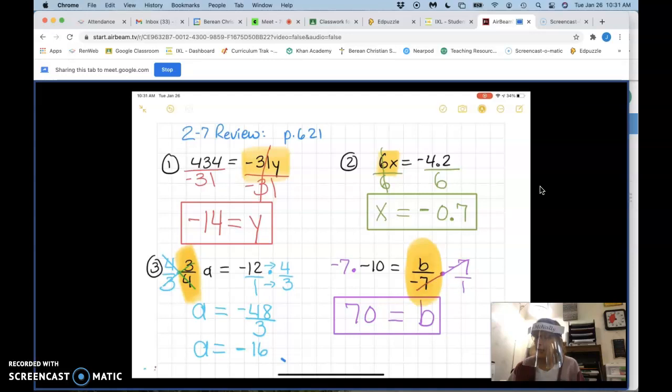Anybody? Whatever is on the bottom. Okay, multiply by whatever's on the bottom.